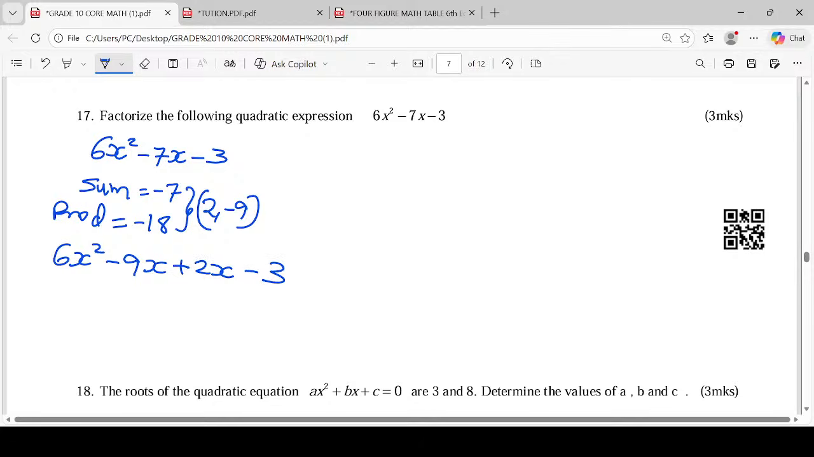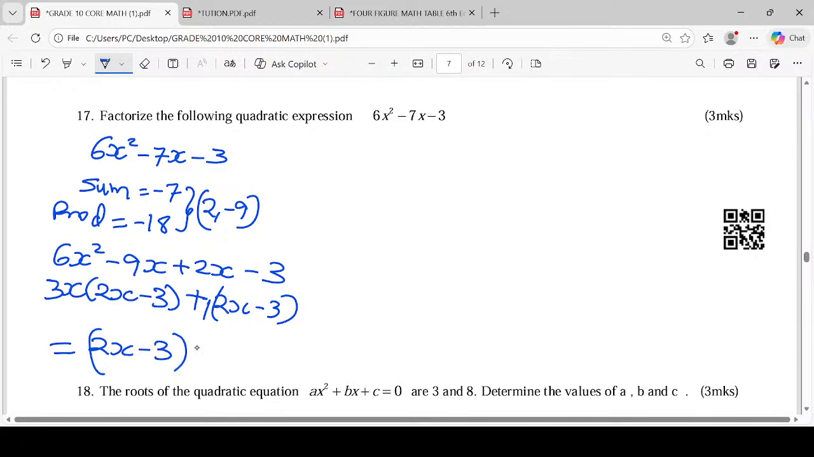Then you factor out the common factor. After pairing them into 2's, we're going to have 2x into 3x minus... 9x squared minus 3x squared. That is wrongly factored out. The common factor should be 3x into 2x minus 3 plus 2x minus 3. So plus 1 into that. So the final answer will be 2x minus 3 being multiplied by 3x plus 1. That is how your final answer should look.